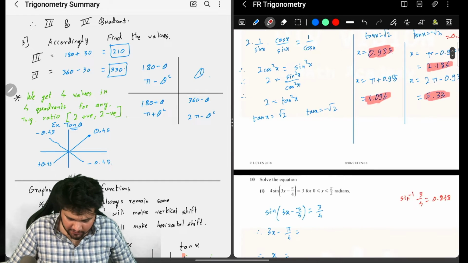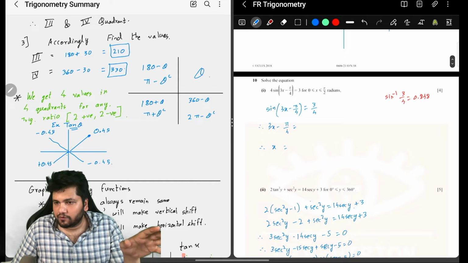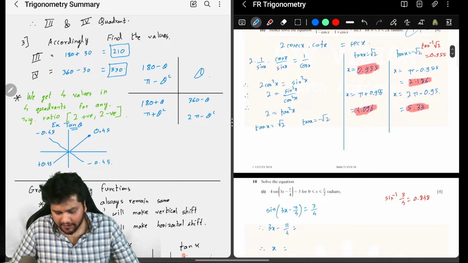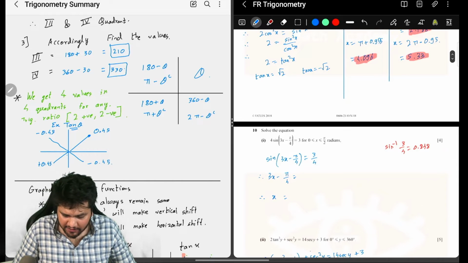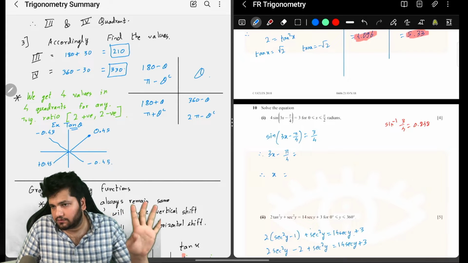Now let's talk about the second question, which is this: 4 sine 3x minus pi by 4 is equal to 3. See the difference from the first question. The first question was very simple, so that's why I've taken it. It will cover all the four quadrants. Here, as you can see, first of all, they have given just the range, like the x values are only from 0 to pi by 2. Okay, so that is one thing.